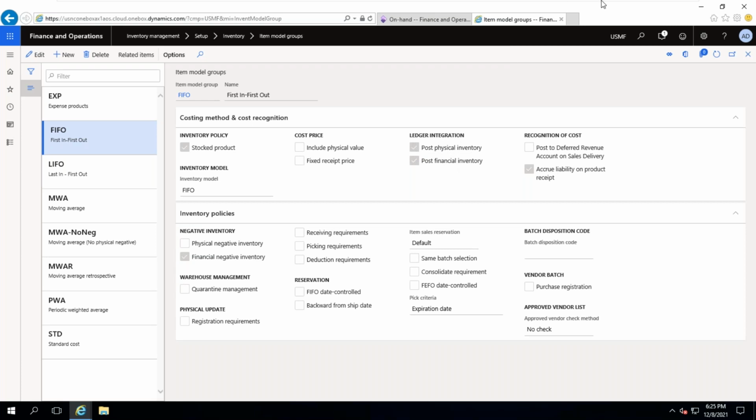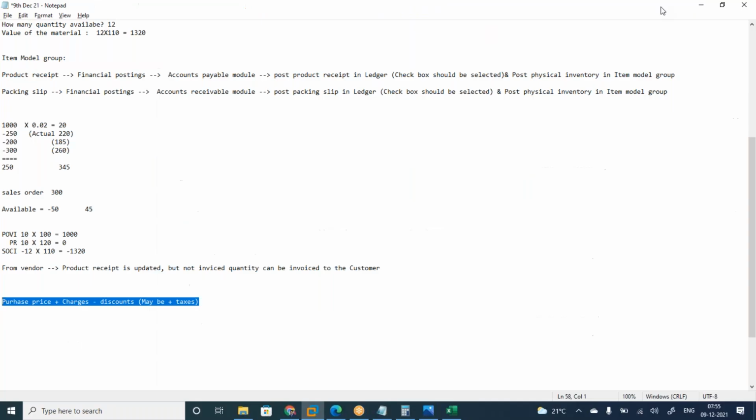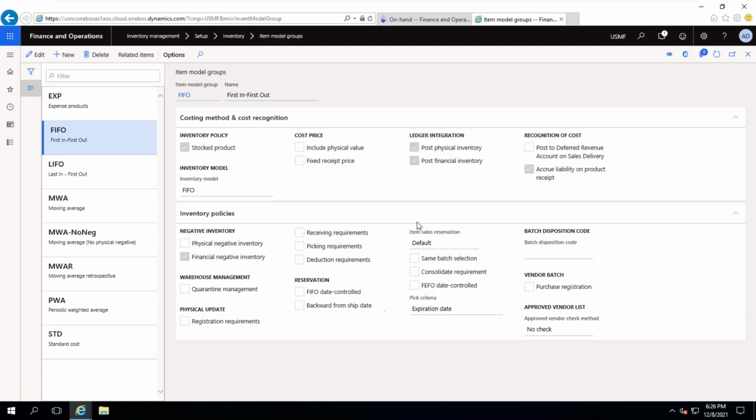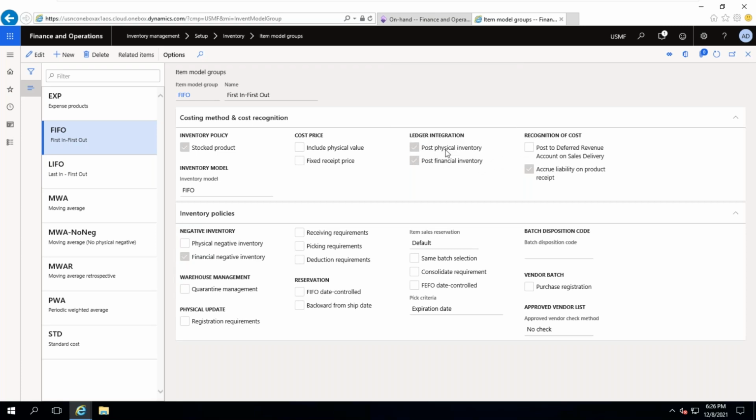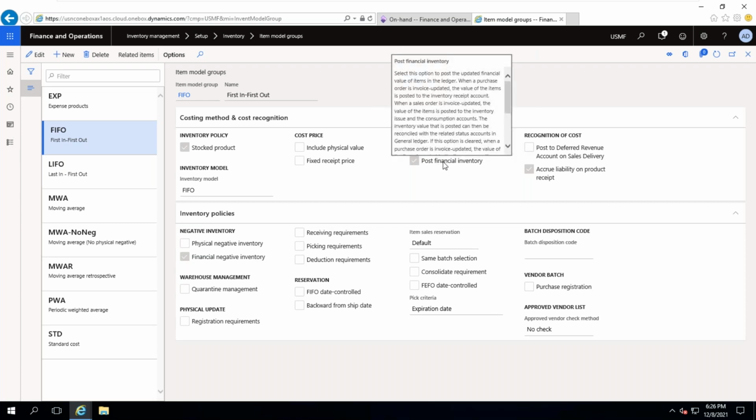If you want, I will show you tomorrow one example. I will create a purchase order, apply charges and some discounts, and I will show you. This is the financial cost amount. Cost amount will be updated at the time of invoice only. So I never told you these two are equal. Am I right? Yes. This is the packing slip and product receipt, and this is the invoice. It may differ. Chances are there a lot.